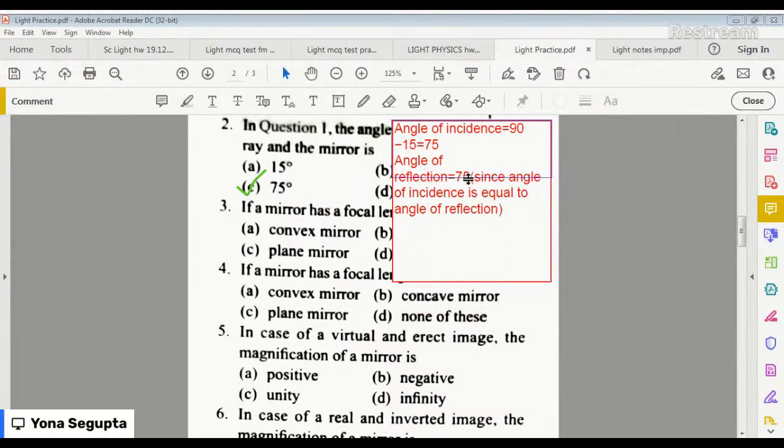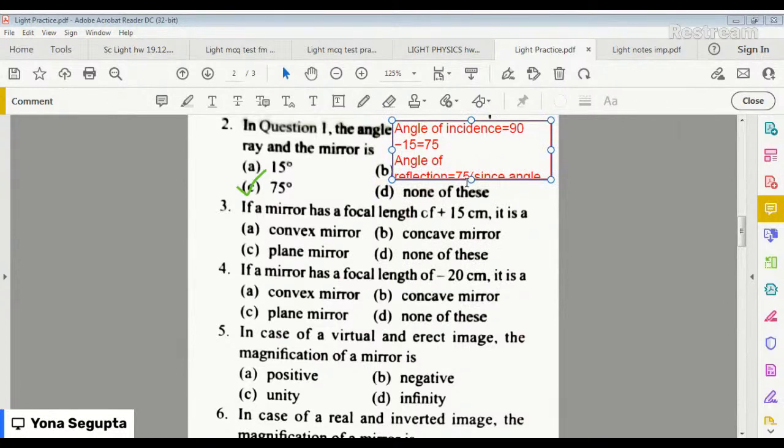So, what is the answer? If a mirror has a focal length of, this will be off here, whatever. Okay, so what will be the answer? The answer will be concave mirror. Why concave mirror?